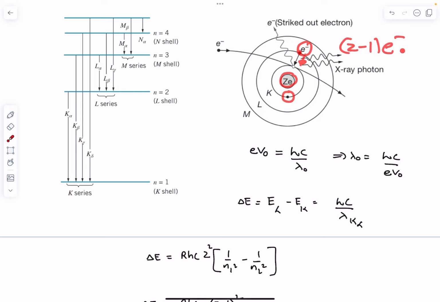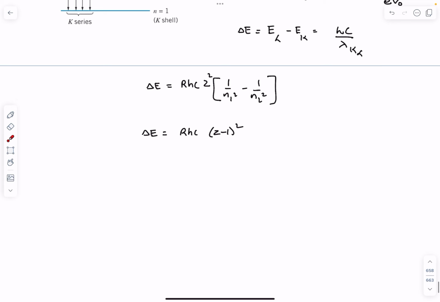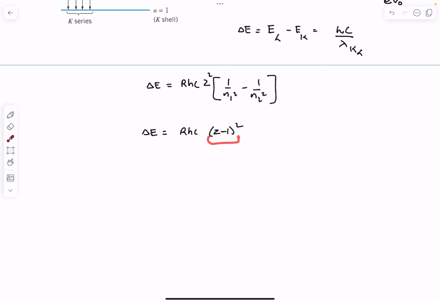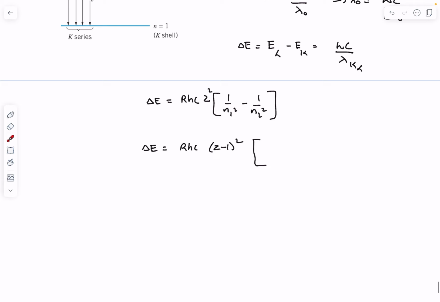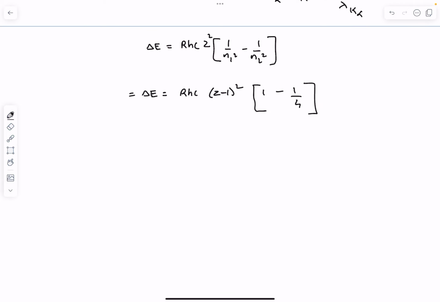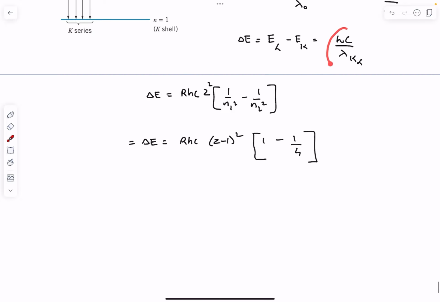So in the hydrogen spectrum, the net charge that it feels is Ze, right? There's only one electron in the orbit. And that's the reason why we use Z minus 1 here. Now this is not an exact formula, guys, but this is a very good approximation. Okay. So now as we are talking about K alpha transition, we'll set N1 equals 1 and N2 equals 2, and we'll also equate delta E to hc divided by lambda K alpha.